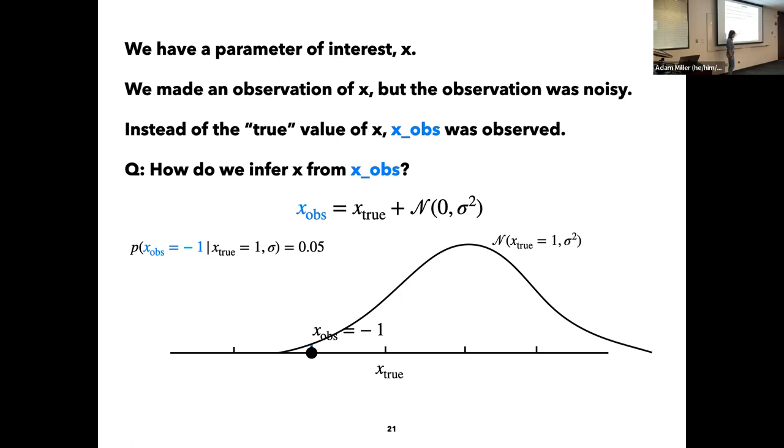It's very unlikely. So they evaluate the probability of observing this x observed for an x true equal to minus 1, with sigma equal to 1. It's very unlikely. And then they can do the same calculation for x true at different values.